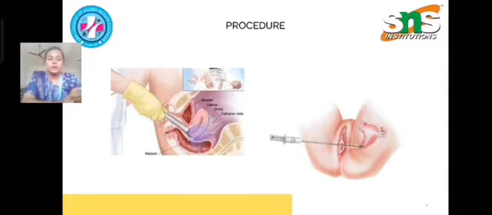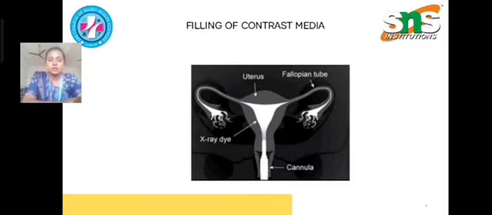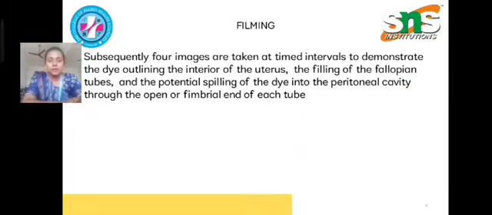This is how the procedure will be done, and after this the patient will be given care, and the filling of contrast media will be visualized in this way. The cannula is in downward traction, and the uterus, fallopian tubes and ovaries are filled with X-ray dye. This is how the X-ray images will be visualized.